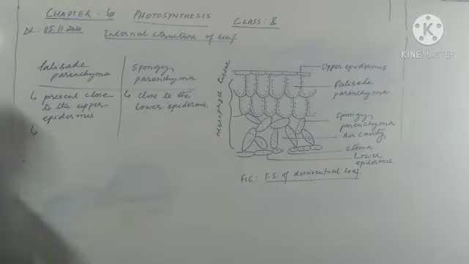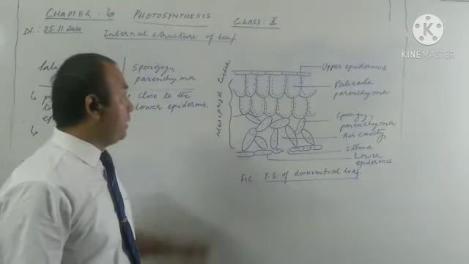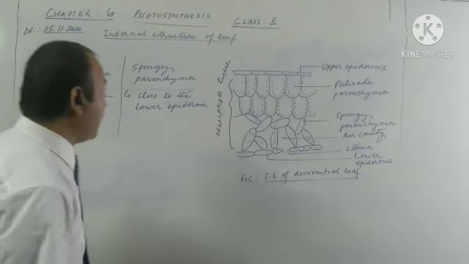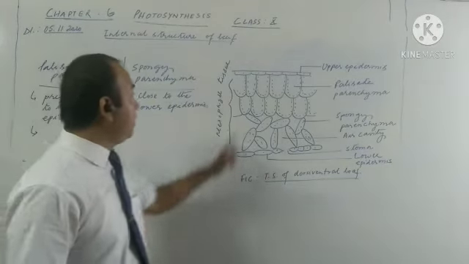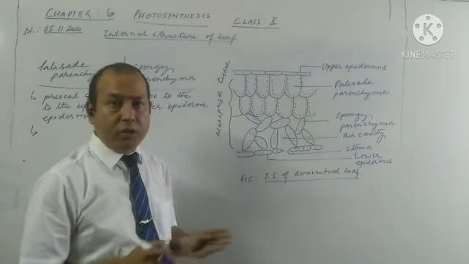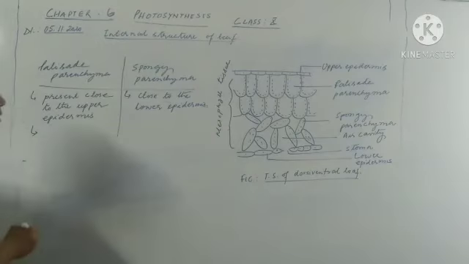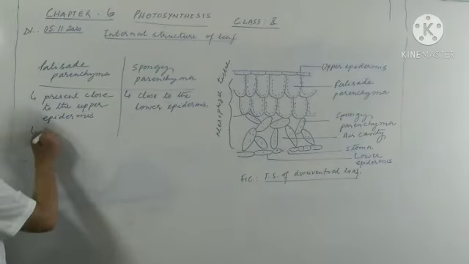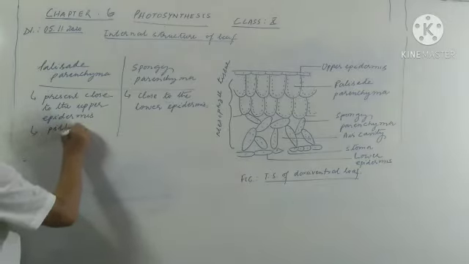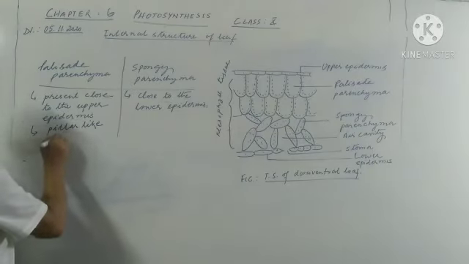Now second, you can compare their structures. As you can see in the figure, palisade parenchyma is column like, pillar like. So this one also you can mention. And at the same time, they are compactly packed without any space in between them, that is intercellular space. So the same point we can mention here: palisade parenchyma is pillar like, without intercellular space.